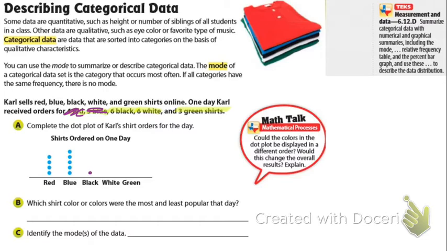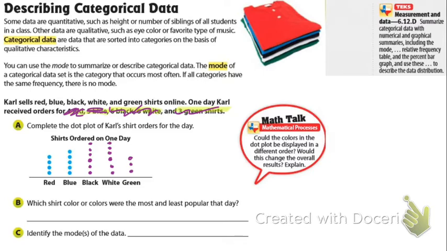Now 6 black, how do y'all think that would look? That would have 6. And that represents black shirts. Let's go and cross this out. 6 white shirts. So we got the white shirts taken care of, and 3 green shirts. And there we go. And that's how we would have completed the rest of the dot plot, ladies and gentlemen.